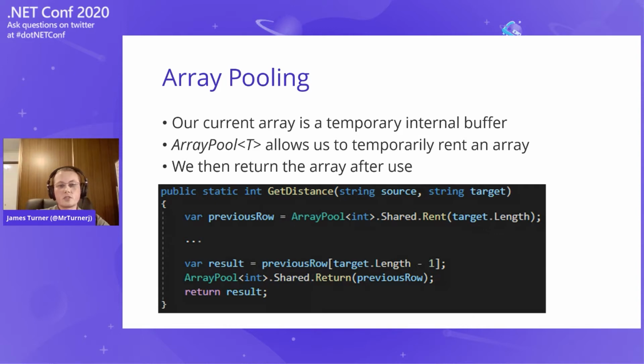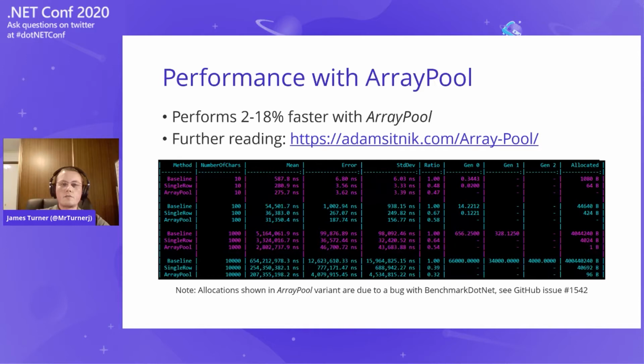We do our calculation as normal, but before we finish, we take our result out of the array and return the rented array. Returning the array is an important step. It isn't free memory. We need to return it so other code can use that buffer. When used properly, the array pool can be extremely useful. From such a small change to our code, our memory allocations are now gone. We've even had a small increase in performance.